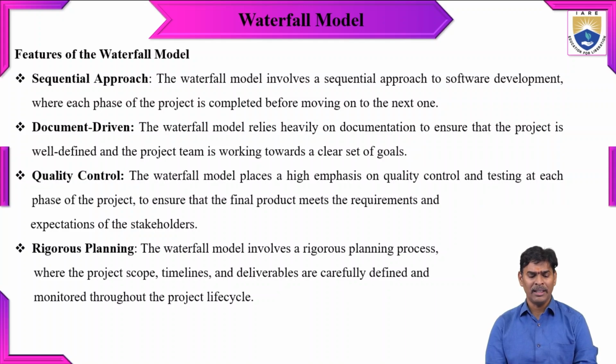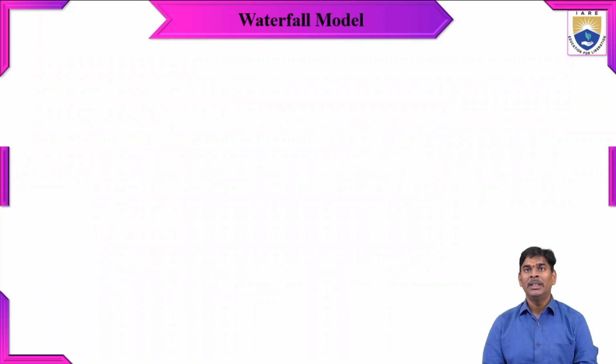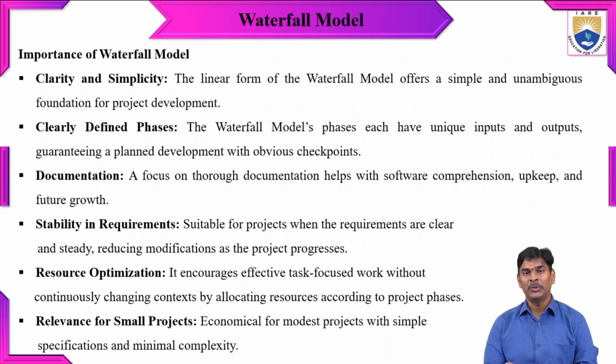And the next one is rigorous planning. So this rigorous planning will be performed where the project scope, the timelines and the deliveries are carefully defined and monitored throughout the project. So here the project manager and the team leaders will have a look at the review meetings, so that they get some idea whether the project is happening in a smooth manner, and whether the project will be completed within the stipulated time and cost.